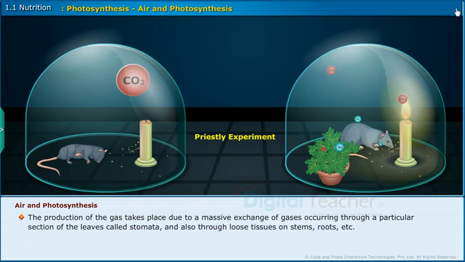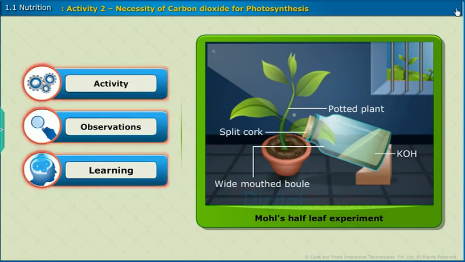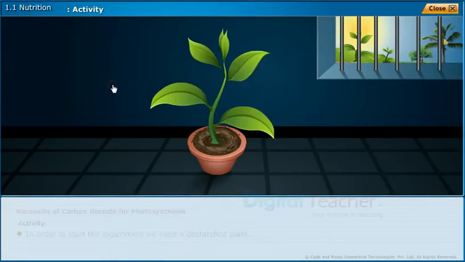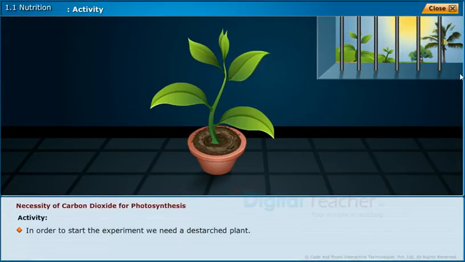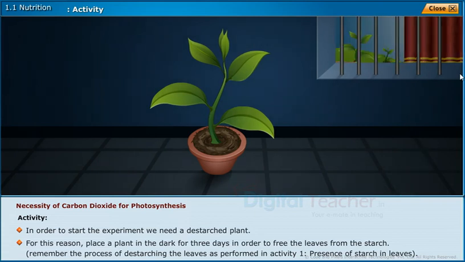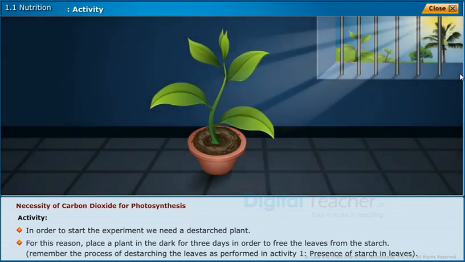Let us discuss in brief how carbon dioxide is useful for photosynthesis. Here, let us perform an activity to learn about the necessity of carbon dioxide for photosynthesis. Click each tab to know more. In order to start the experiment, we need a destarched plant. For this reason, place a plant in the dark for 3 days in order to free the leaves from the starch. Remember the process of destarching the leaves as performed in Activity 1, presence of starch in leaves.